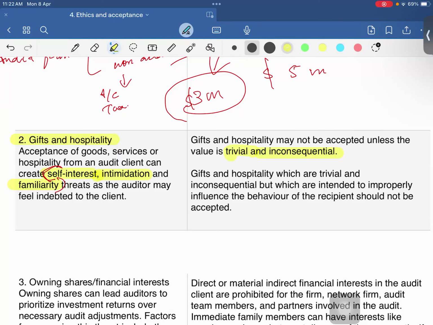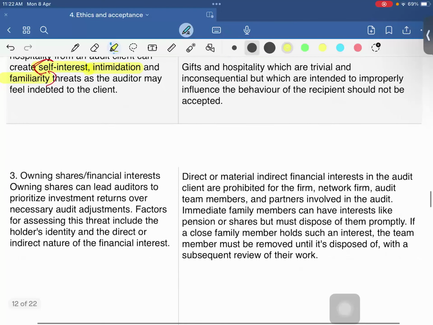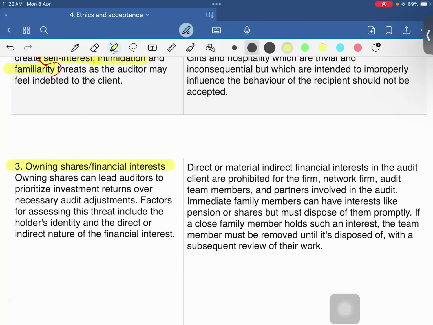But suppose they are trivial and inconsequential, meaning they are not happening from time to time again and again, but this particular thing would cloud your judgment, then you can't accept it. That is the rule. Two rules, or two safeguards. One is you have to look towards the value of the gift. If it is very trivial and not reoccurring, you can accept it. The second is that if it is trivial and inconsequential, but it is going to cloud your judgment, you can't accept it.